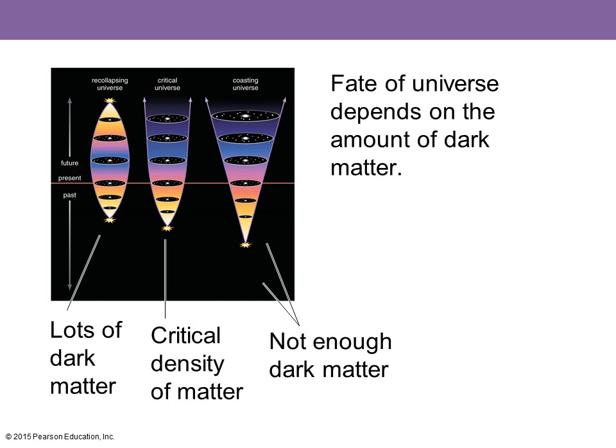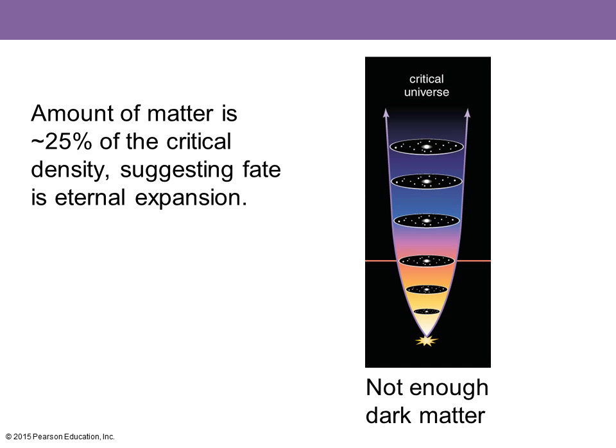So the fate of the universe depends on the amount of dark matter, we think. A collapsing universe or a recollapsing universe would have lots of dark matter. A critical universe and a coasting universe would have very slight differences in the density of dark matter. And this would be an amount of matter around 25% of critical density, suggesting the fate is eternal expansion. So not having enough dark matter would allow the universe to continue to expand.